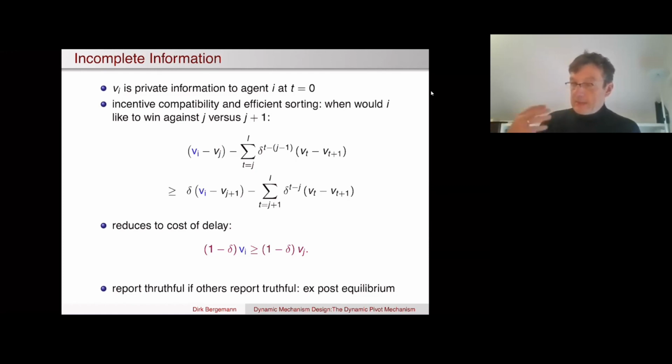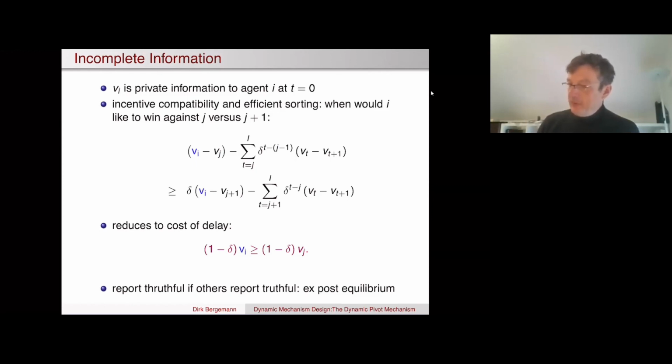In this argument, what we did assume was that all the other agents have already reported their type truthfully. That is precisely the notion of equilibrium that we're going to use here. Namely, we're going to think about an equilibrium in which I want to report my type truthfully if and only if the others are also reporting truthfully. This notion was coined by Laffont and Green in the late 70s, early 80s, as an ex post equilibrium.